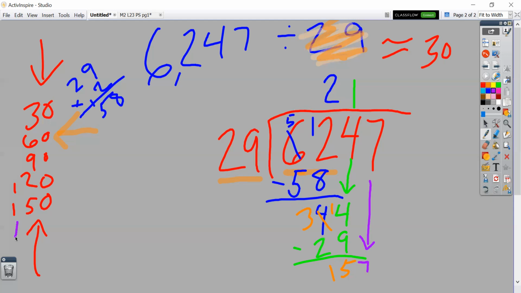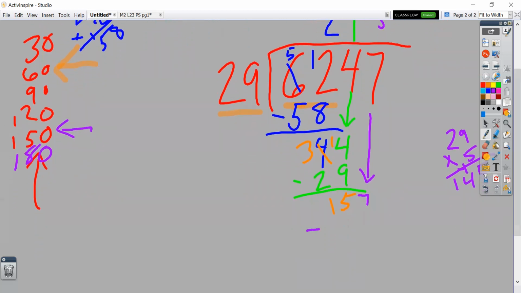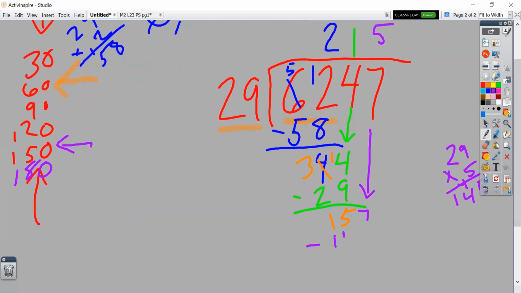Even if I went up one more group, I think it's the 150. So 1, 2, 3, 4, 5 different groups. Let's do 29 times 5. I'll do it over here. And we got 145, looks like. Let me just scroll down a little bit to be able to subtract that. Let's see what our remainder is.